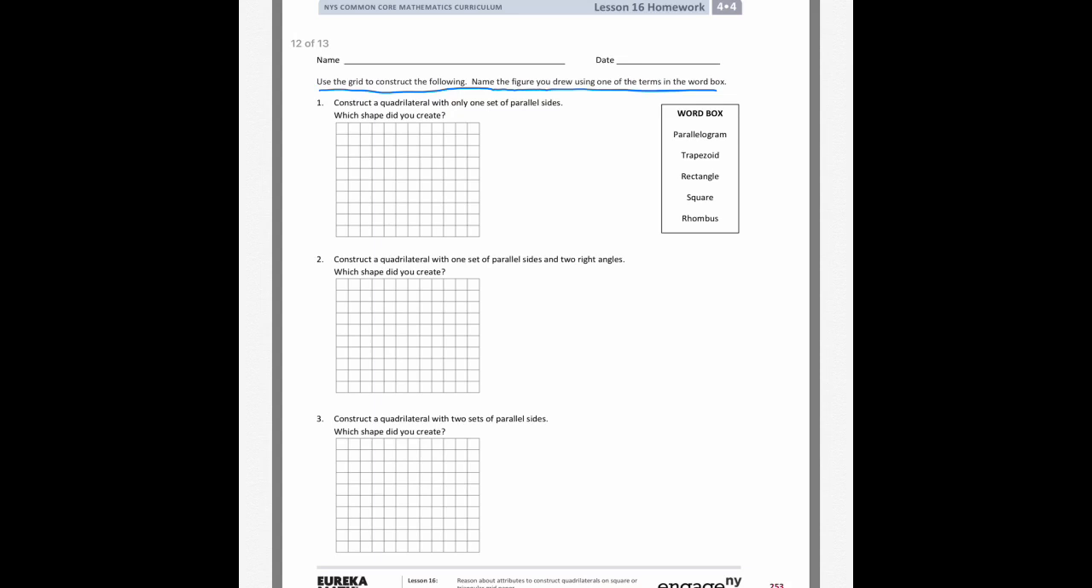All right, let's start. It says use the grid to construct the following. Name the figure you drew using the terms in the box. So on number 1, it says construct a quadrilateral with only one set of parallel sides. Well, there's only one shape that's a quadrilateral and has one set of parallel sides, and it is a trapezoid. So I'm going to mark that off my word box, and I'm going to draw it here on the grid.